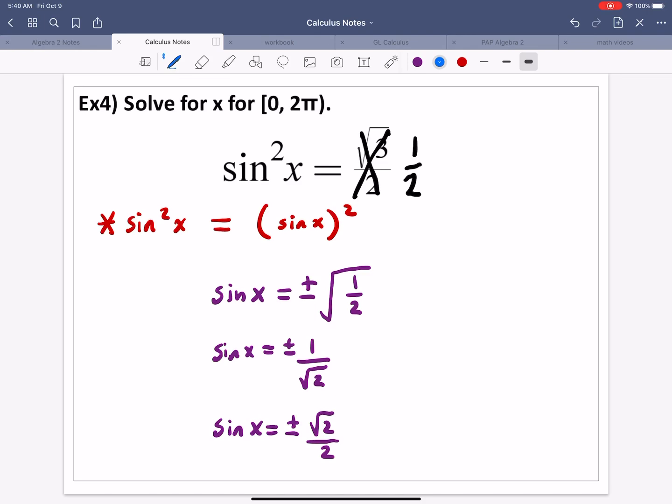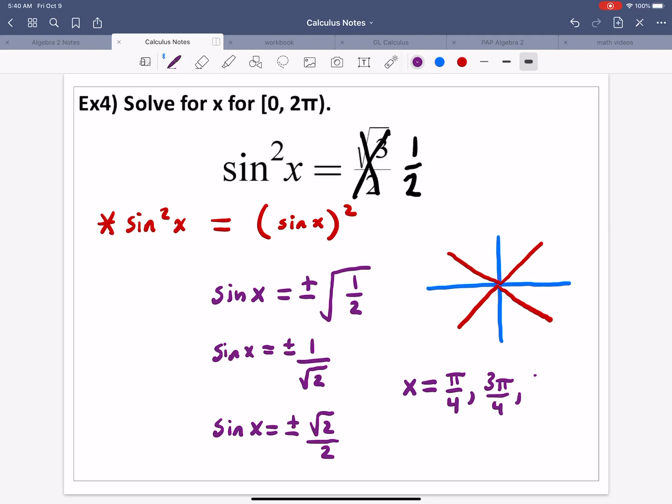So now we're ready to think about our unit circle. We're looking for all the places on the unit circle from 0 to 2 pi where the sine is either positive or negative root 2 over 2. It can be either one. So there's actually an angle in each quadrant that's going to achieve this. Remember, when you see root 2 over 2, that's always going to be the pi over 4 angles. So our solution is going to be the pi over 4 angles in every single quadrant. So let's write those out. Quadrant 1 would be pi over 4. Quadrant 2 is 3 pi over 4. Quadrant 3 is 5 pi over 4. And quadrant 4 is 7 pi over 4.